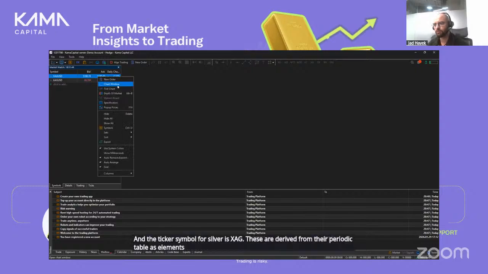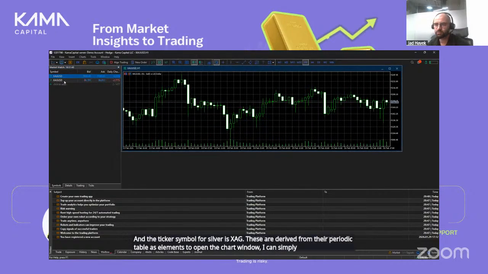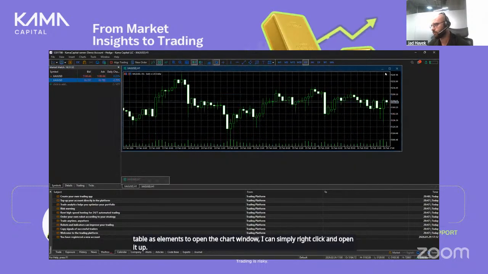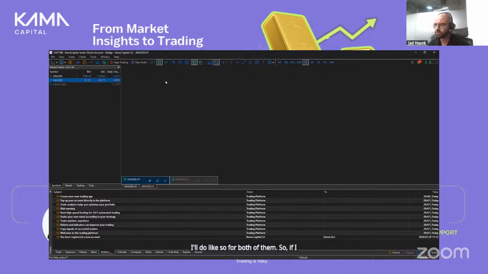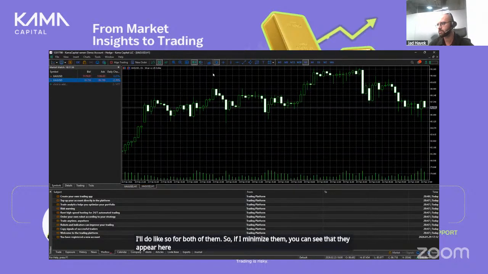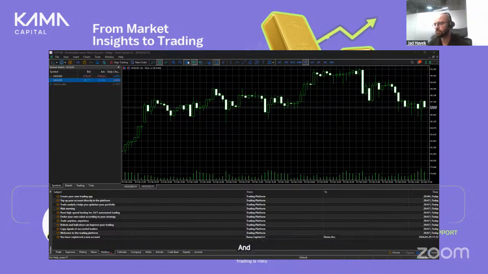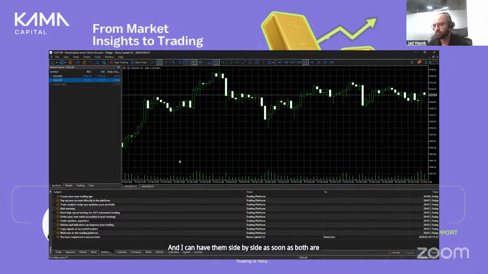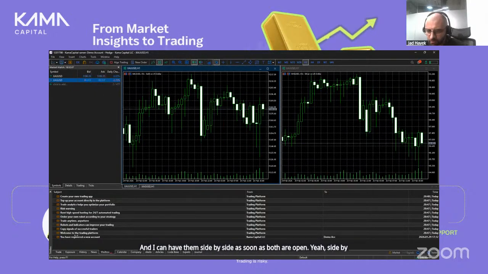To open the chart window, I can simply right-click and open it up, and I'll do so for both of them. If I minimize them, you can see that they appear here. If I maximize one, it's going to appear like so. And I can have them side by side as soon as both are open, just like that.